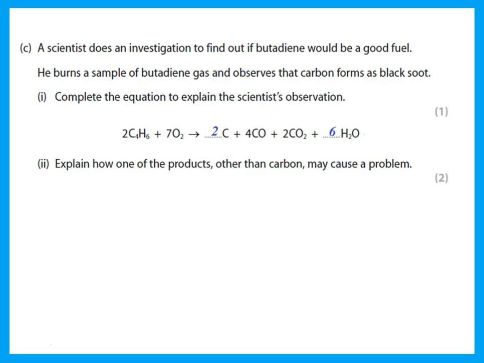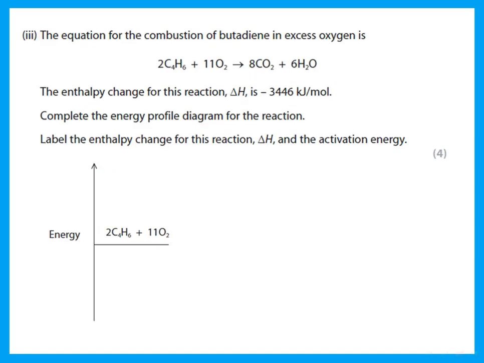Now explain how one of the products other than carbon may cause a problem. What are the products that we have here? Carbon and carbon monoxide. What is the problem with carbon monoxide? Carbon monoxide is toxic, so that is one possible answer. Or you could say it gives carbon dioxide gas, which causes global warming. So either of these answers is correct.